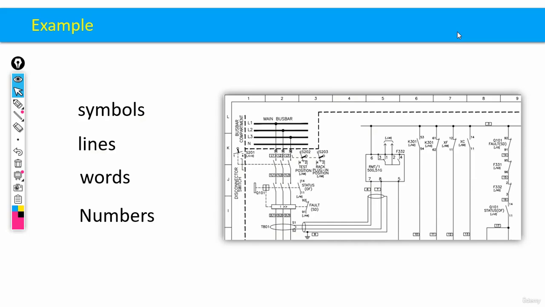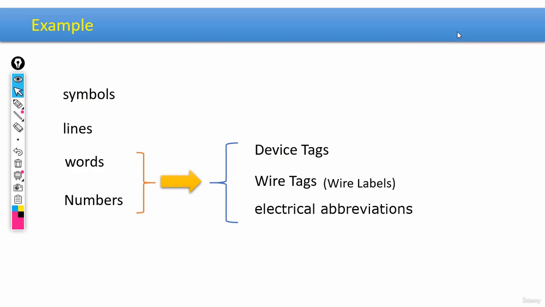Now, through combining some of these main components, we can actually get some side components. To elaborate on this, for example, when we combine words and numbers, we can get side components such as device tags, wire tags or wire labels, and also electrical abbreviations.